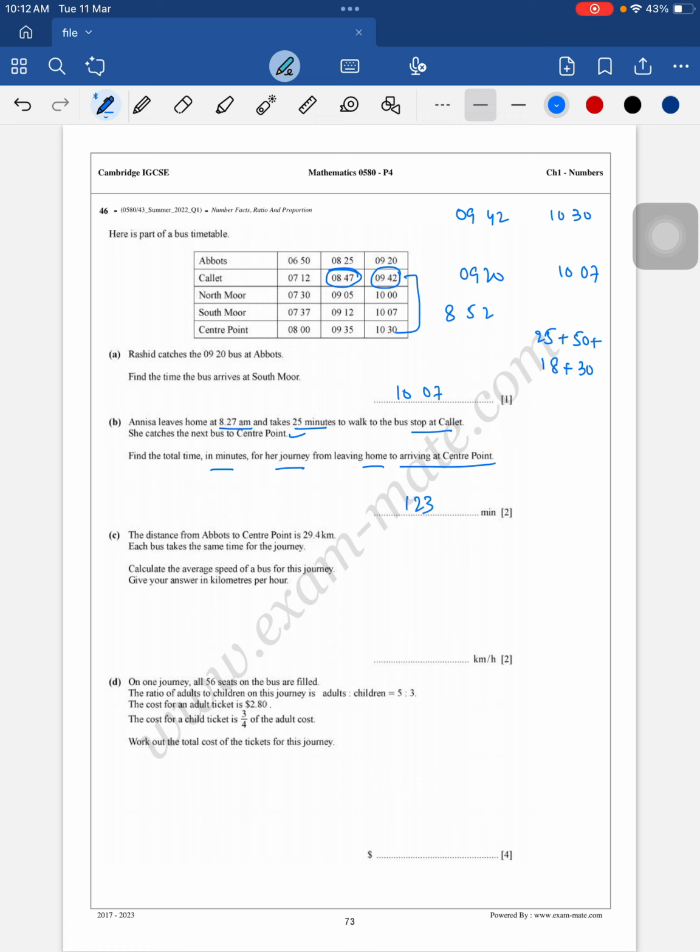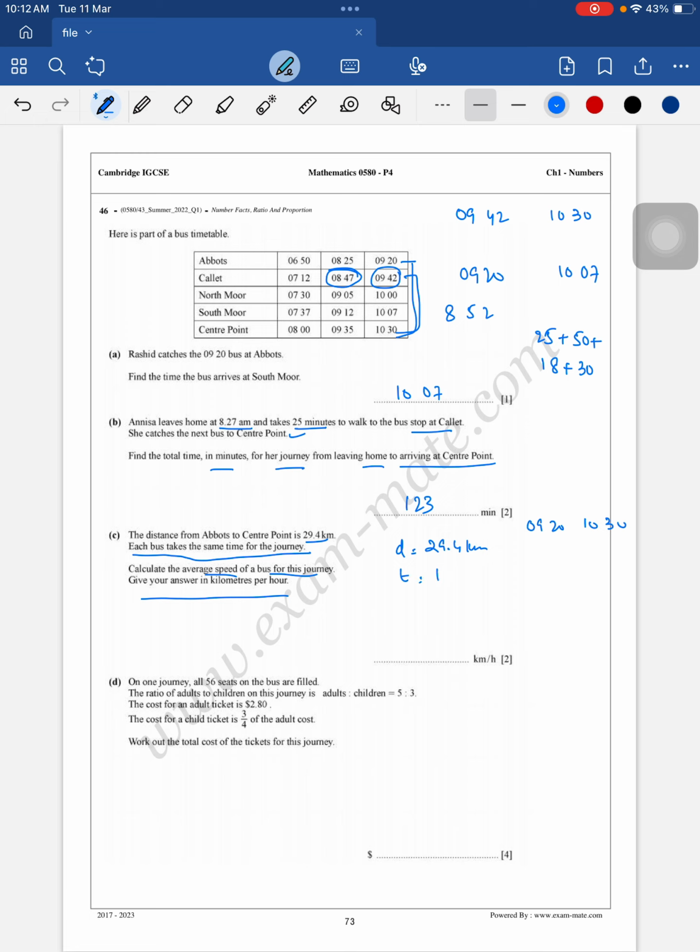The distance from Abbots to center point is 29.4 kilometers. Each bus takes the same time for the journey. Calculate the average speed of a bus for this journey. Give your answer in kilometers per hour. Distance is 29.4 kilometers. And the time which the bus is taking from Abbots to center point. Every bus is taking the same time, so we can take any one. So let's take 9:20 to 10:30. It means 1 hour 10 minutes, right? So time is 1 hour 10 minutes.